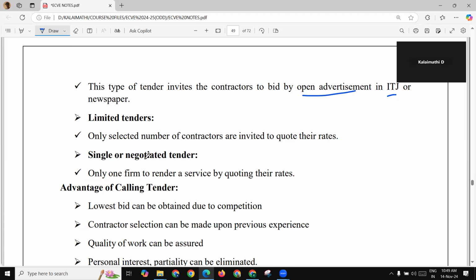Next one is single or negotiated tender. Single or negotiated tender means invitation to only one firm to render a service by quoting their rates. It will be given to only one firm to quote their rates. If the client finds that the quoted rates are too high, then there may be negotiations prior to the agreement of the contract.